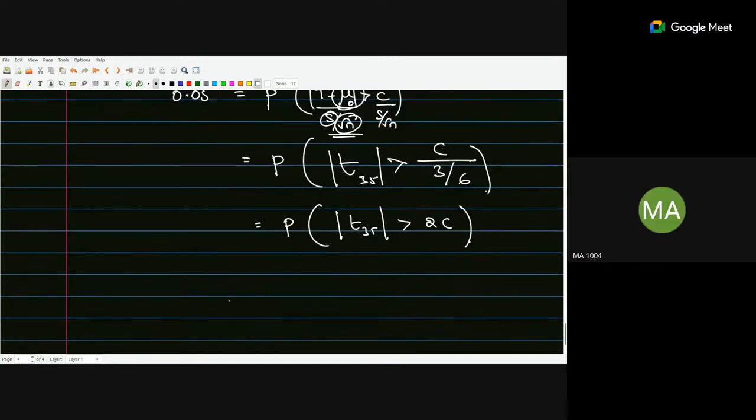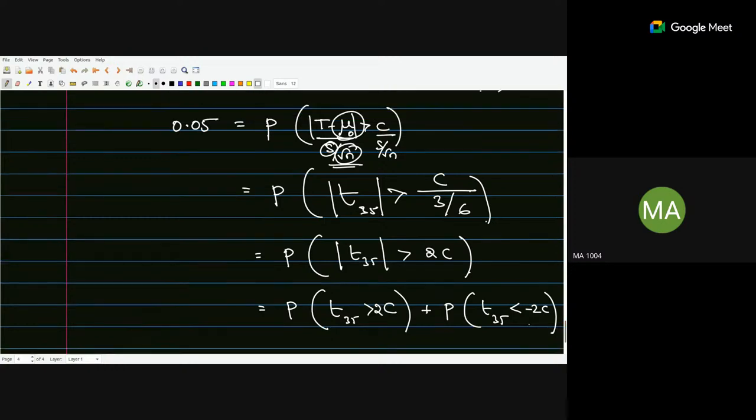Now I need to open the mod. If I open it, I get the probability that t35 is greater than 2c, or the probability that t35 is less than minus 2c. Now if you see, we have symmetry. That should always run in your mind. The t distribution and the z distribution are symmetric around the y-axis. It will be like this.